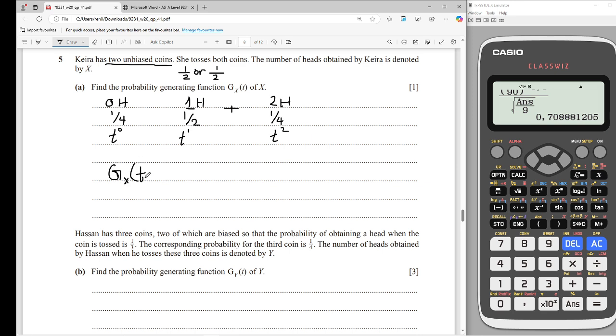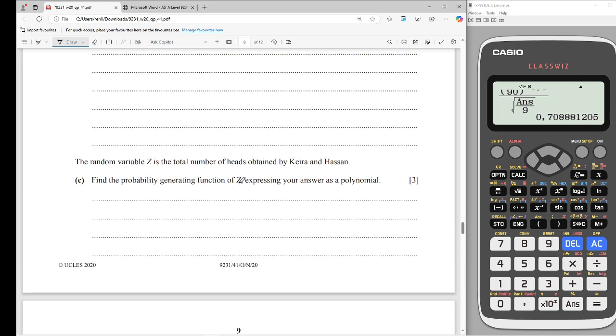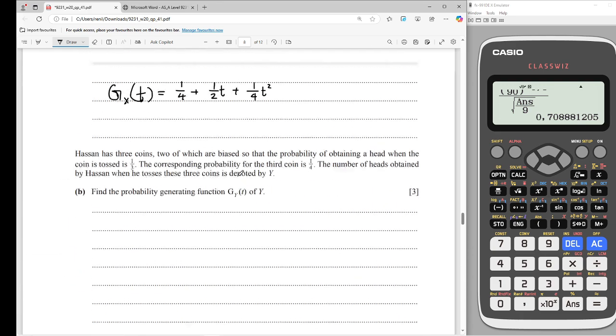x of t equals 1 by 4 plus 1 by 2t plus 1 by 4t squared. This is our values, and we're probably going to be using it to combine. Yes, we'll be combining the two functions.